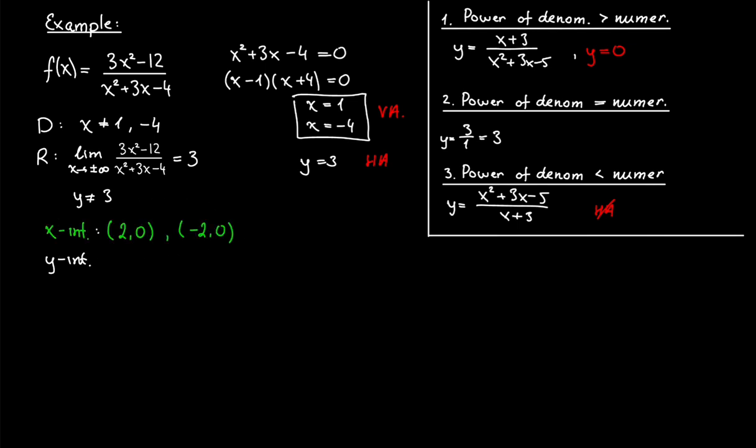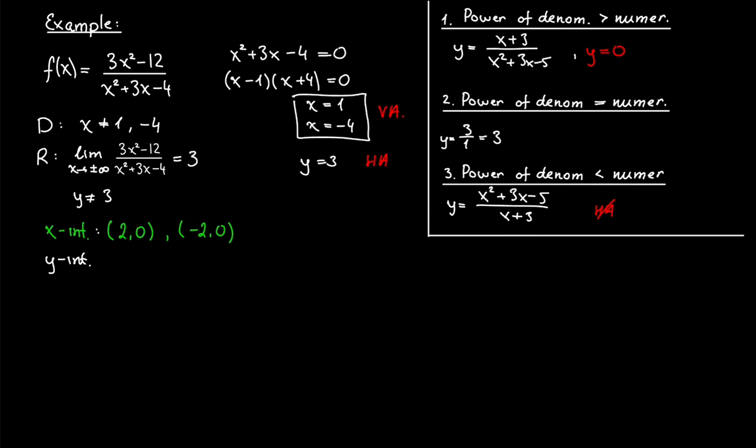X-intercepts are quite easy to find. What you do is equate our function to 0. However, for a rational function to be equal to 0, all you do is take the numerator and equate it to 0. So we're basically solving the upper quadratic function. What we get is (2, 0) and (-2, 0).